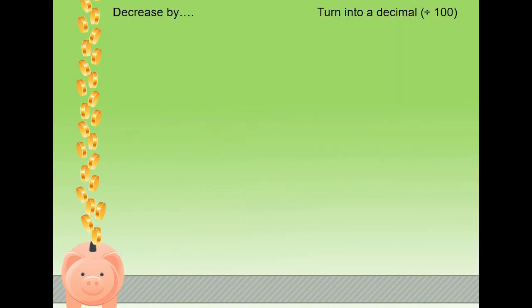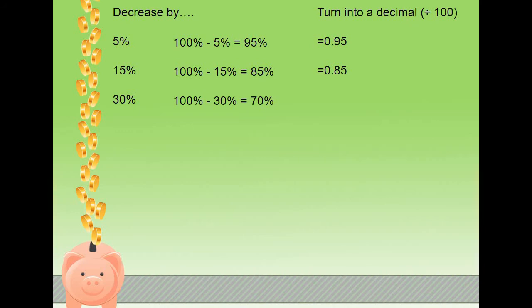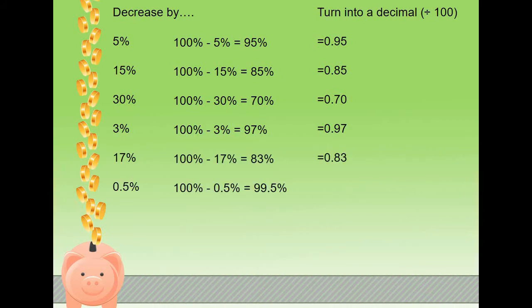Okay, so let's look at some examples. If you're going to decrease by 5%, take it away from 100%, divide by 100 to turn it into a decimal, and multiply. Same with 15%, take it away, turn it into a decimal, and multiply. Okay, so the method is the same, except you're taking it away from 100%, divide by 100 to turn it into a decimal, and then multiply by the amount you want to decrease.